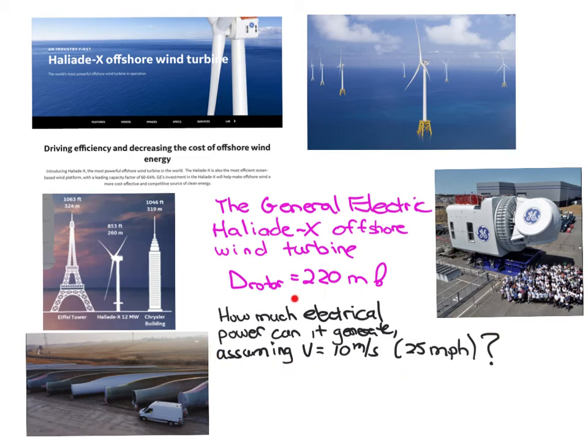How much electrical power do you suppose can be generated by one of these monstrosities, assuming a not particularly high wind speed of 10 meters a second? That's about 25 miles per hour. So we're going to use the expression, the upper limit on the power that you can get, we wrote down previously, is 1/2 rho, which is the mass per unit volume of air, times the cross-sectional area of the rotor, that's A, times V cubed, where V is the wind speed.